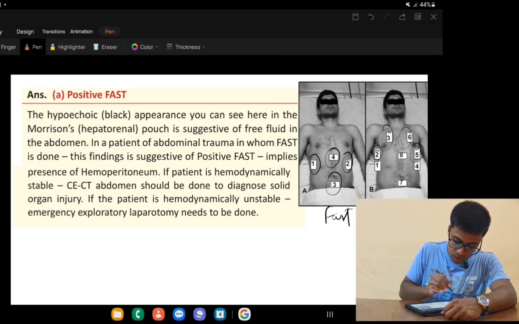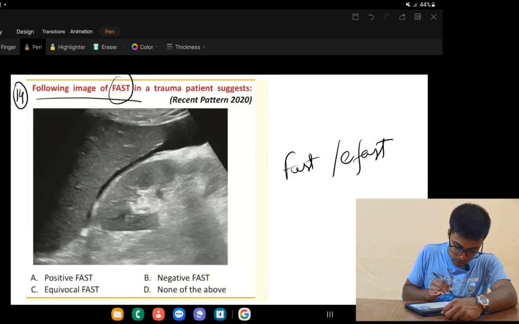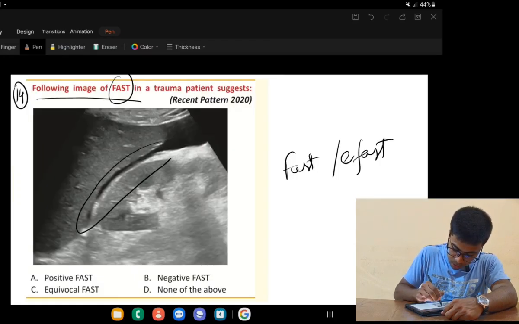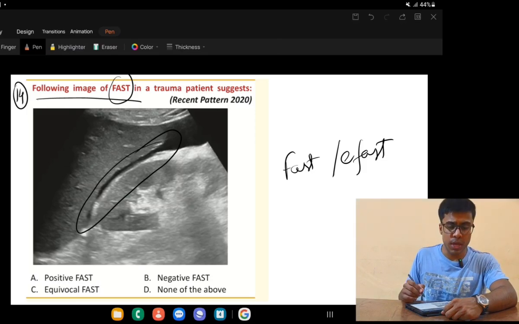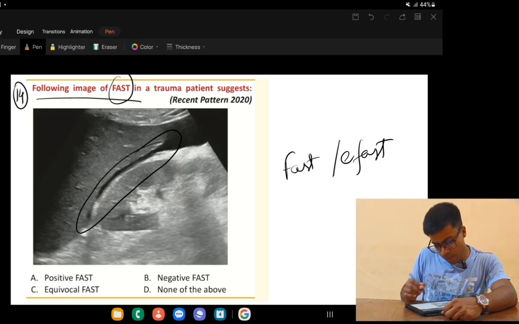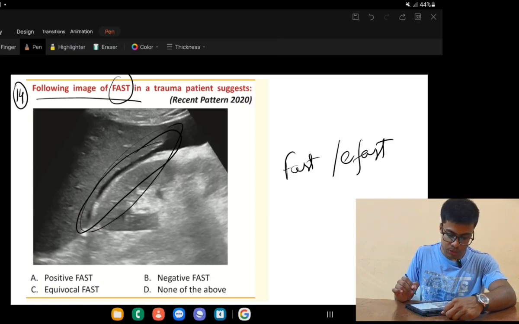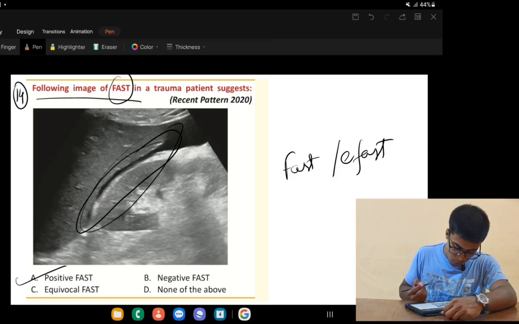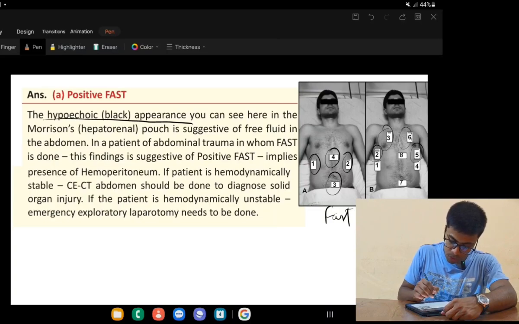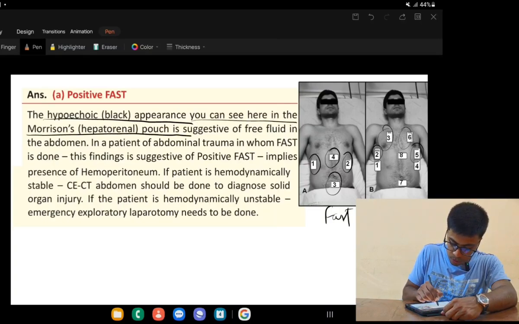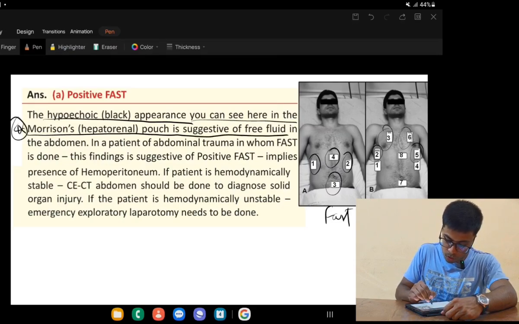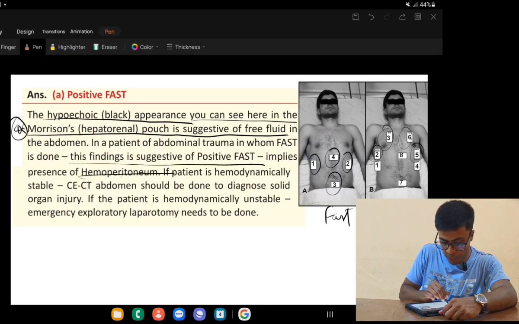So let's see the hypoechoic, black, dark appearance. This suggests a fluid collection, probably nearby. In a trauma patient, it must be a positive E-FAST. Let's see the discussion. You can see here Morrison's pouch, the hepatorenal pouch, suggests free fluid in the abdomen. So this is one more MCQ added. In a patient with abdominal trauma in whom FAST is done, a positive FAST implies presence of hemoperitoneum.